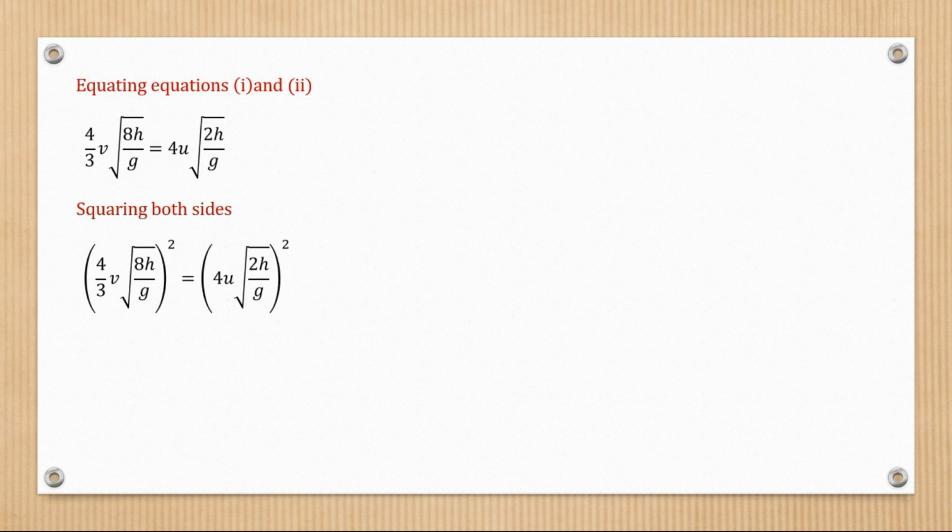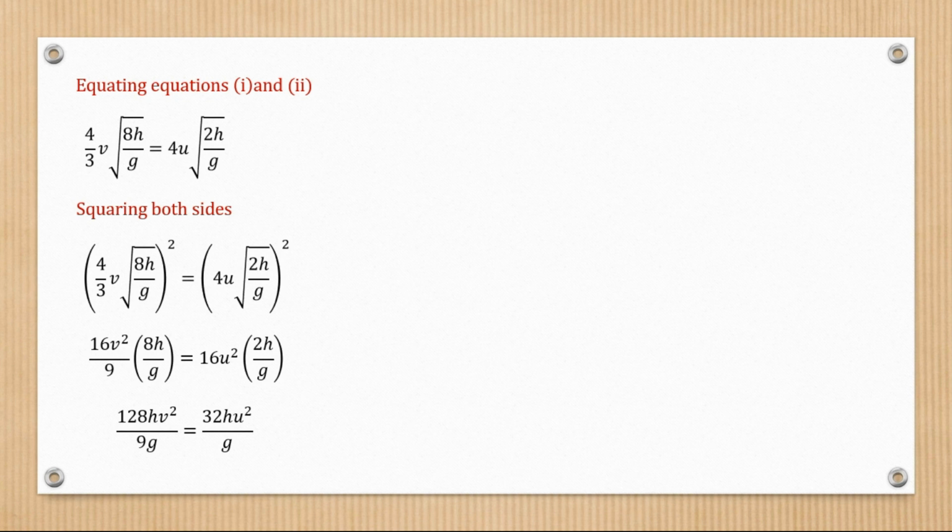Now the next step is to equate equations 1 and 2, because now we have AB represented in two different ways. So we have 4/(3v) times root of 8h over g = 4u times root of 2h over g. You can simplify it the best way you want, but I feel it's better to first square both sides to eliminate the root, because in our final proof there are no roots. When you square both sides, we'll have 16v²/9 times 8h over g on the left hand side, and 16u² times 2h over g on the right hand side.